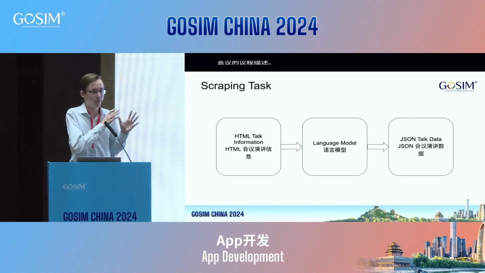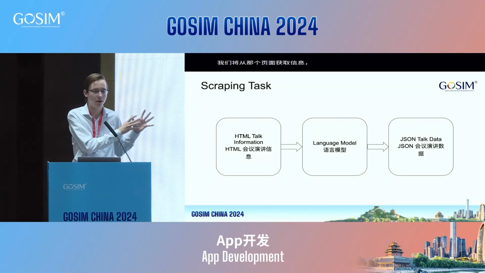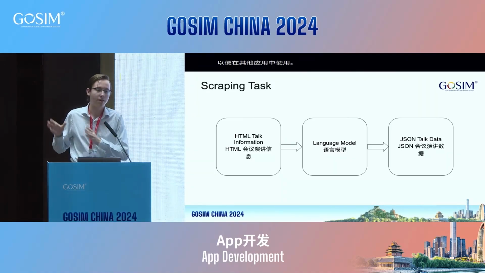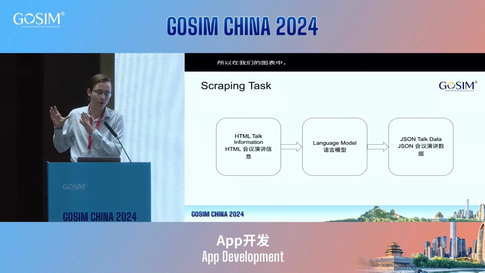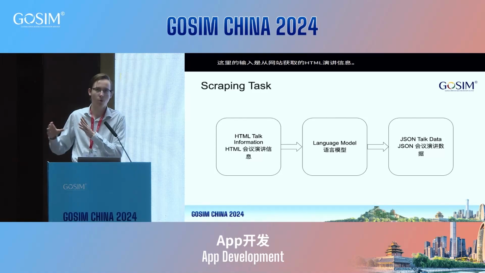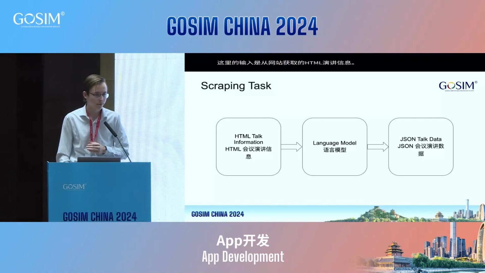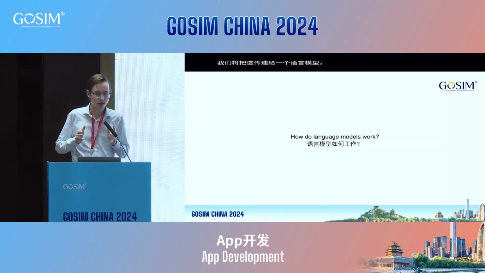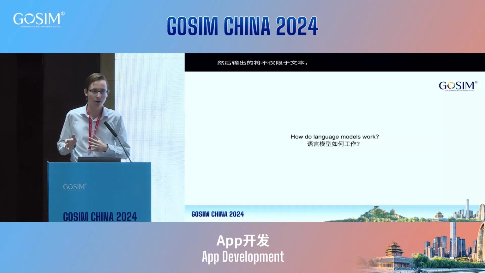So in our diagram, the input here is the HTML talk information from the website. We're going to pipe that into a language model. And then instead of outputting just text, we're going to output a list of talks with the title, time, and description of the talk. Before we dive into getting that task working, we're going to talk a little bit more about how language models work under the hood.